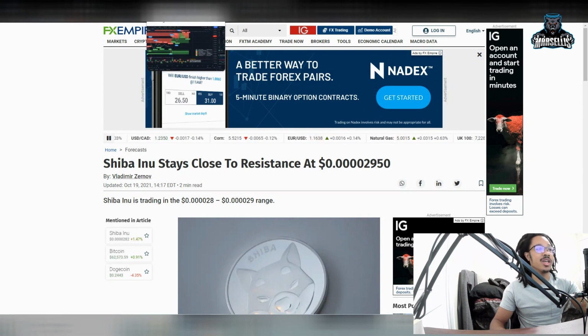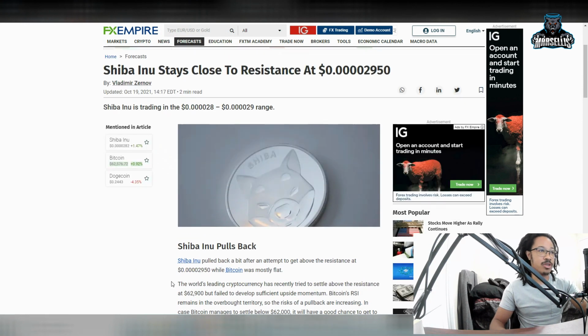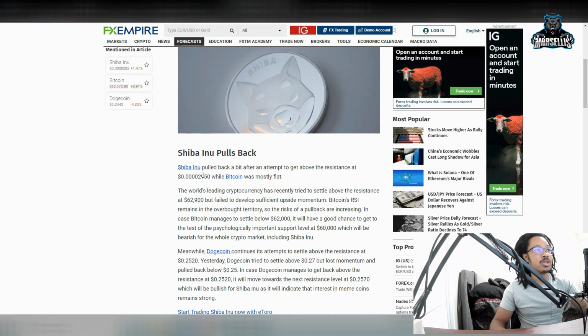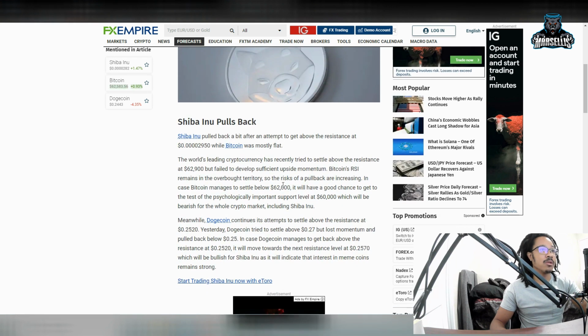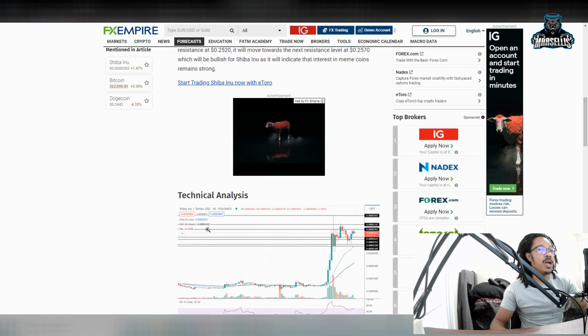Currently, we're at 28.28. So we've been trading between 28 and 29 for a long time. So Shiba Inu pulls back. She pulled back after an attempt to get above the 29.50 resistance, while Bitcoin was mostly flat. Well, Bitcoin rose so much that it's going to be flat right now. Like $62,000 Bitcoin. Like that's crazy right now. Anyways, we got big stuff going on here.